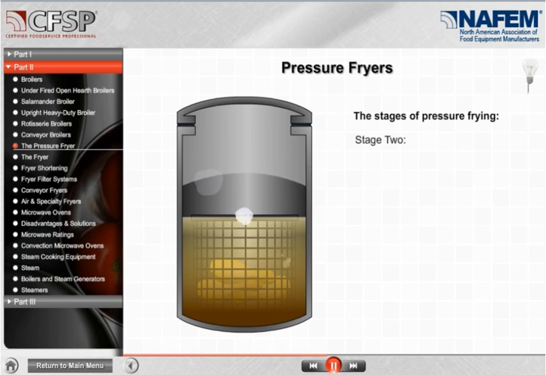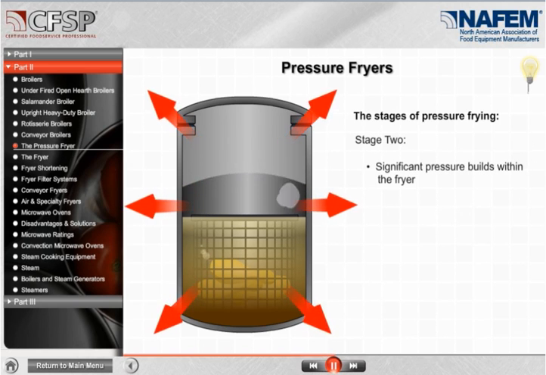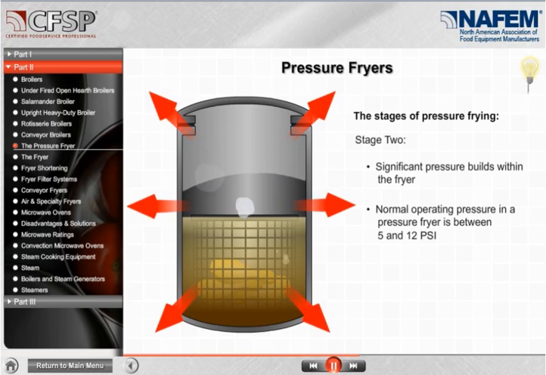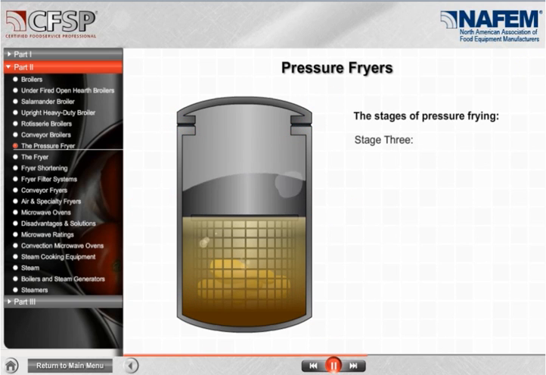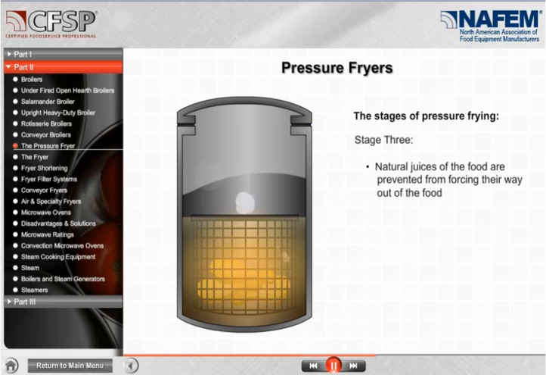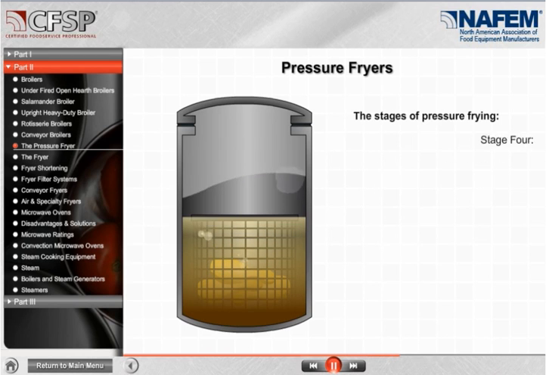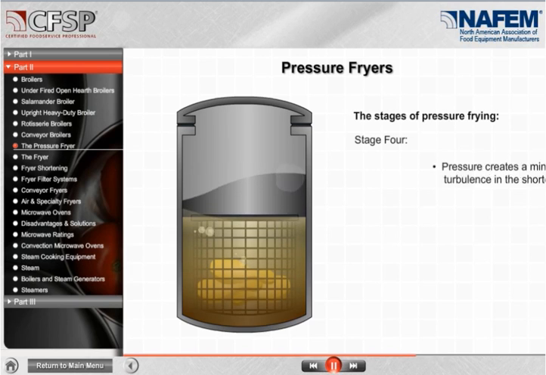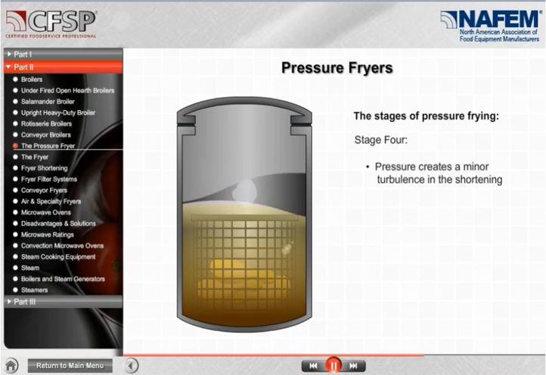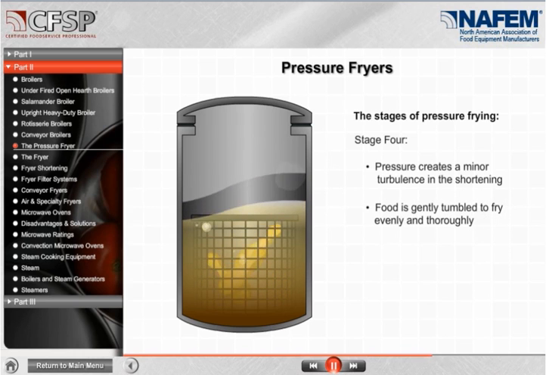During the second stage, a significant amount of pressure occurs. The normal operating pressure of a pressure fryer is between 5 and 12 psi. During stage 3, the natural juices of the food can no longer force their way out of the food, and the food retains up to 75% of the juices. During stage 4, pressure builds up inside the cooking pot, creating a minor turbulence in the shortening. This causes the food to gently tumble and fry evenly and thoroughly.